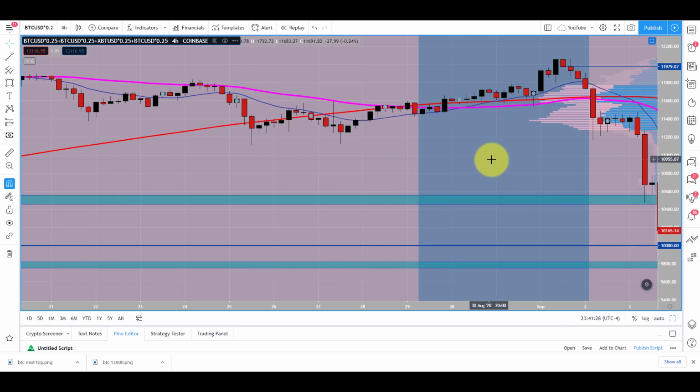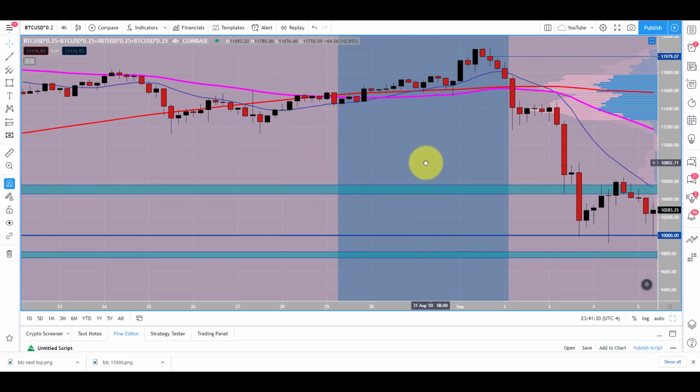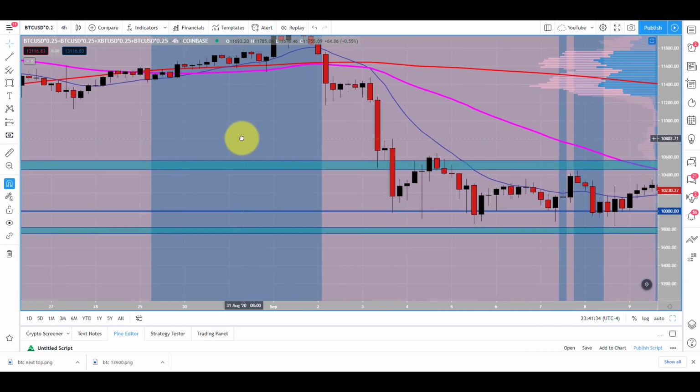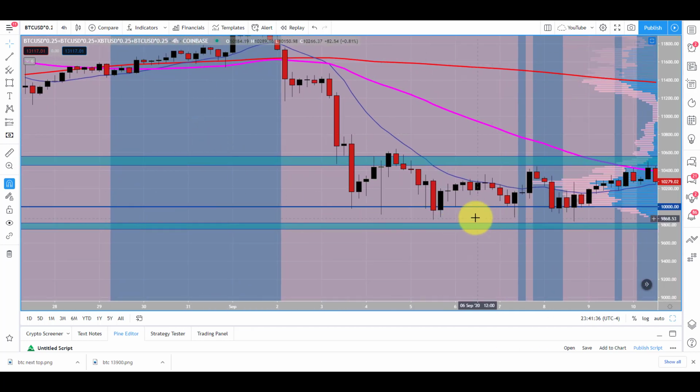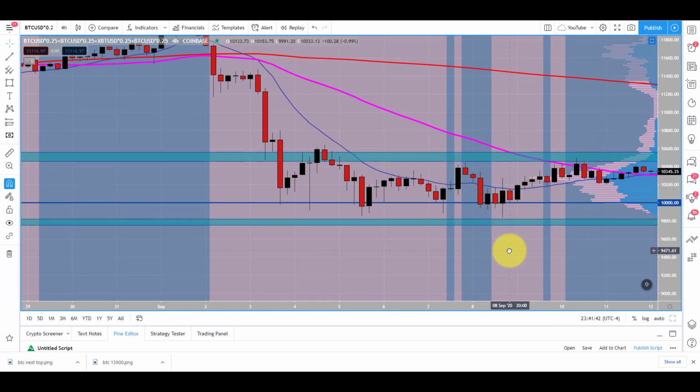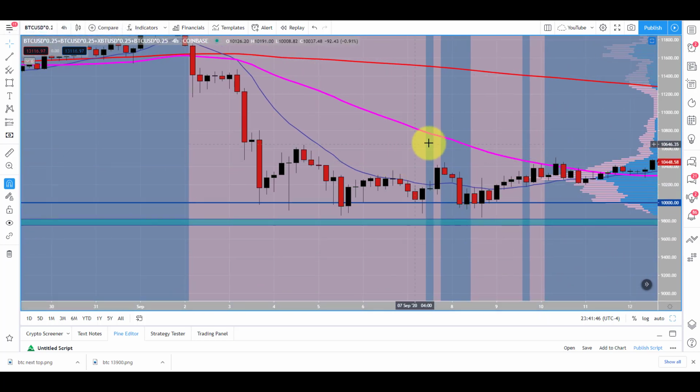Now, this is an interesting single print down here, 9,800, because if you notice, they defended it. And that's our last bottom. We haven't looked back since this low here. And that's where the CME gap is down in here too. So very interesting that they did not fill that in.